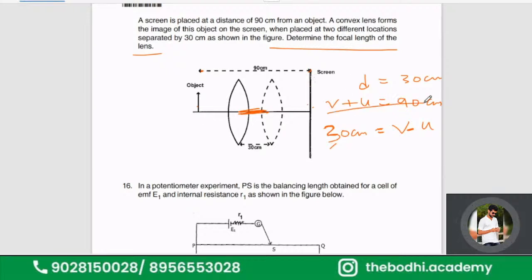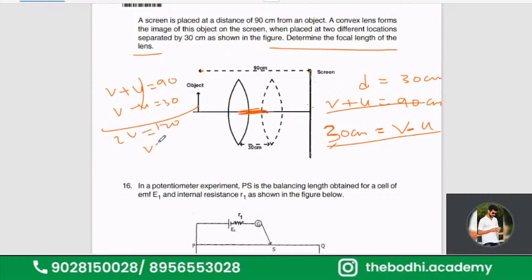So one is V plus U equal to 90 and second is V minus U equal to 30. So let's use the elimination method. V plus U equal to 90 and V minus U equal to 30. Use it. Cancel. 2V is equal to 120. That means V is equal to 60 centimeters. So we got V as 60 centimeter.